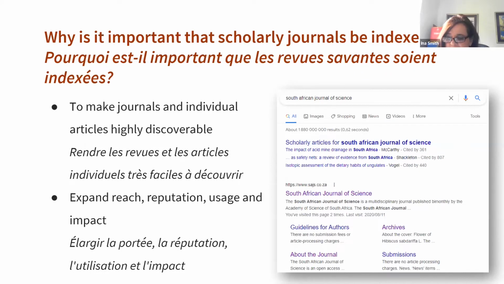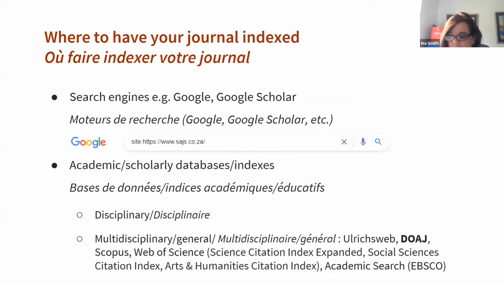So why is it important to have your journal indexed by discovery services and search engines? It's mainly to make your journals and articles highly discoverable, highly visible. And eventually this will expand the reach, the reputation, the usage, and the impact of your journal. And to the right-hand side, I put an example. If you put your journal title or an article title in the Google search box, you want that title to return at the top of the list of the results returned by Google.